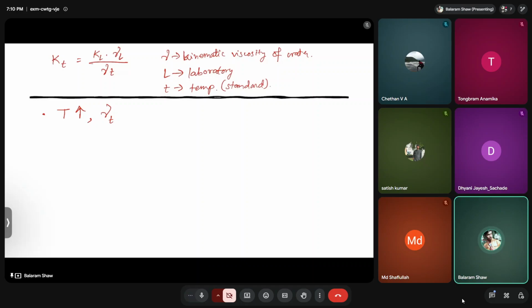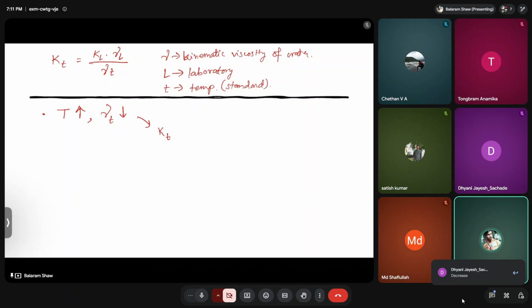Viscosity we know, right? If temperature is increasing, the molecules in that fluid will have more kinetic energy, and hence it will have less viscosity, right? So if temperature increases, then what will happen to the hydraulic conductivity? If temperature is increasing, then what will happen to the hydraulic conductivity? It will decrease, right?